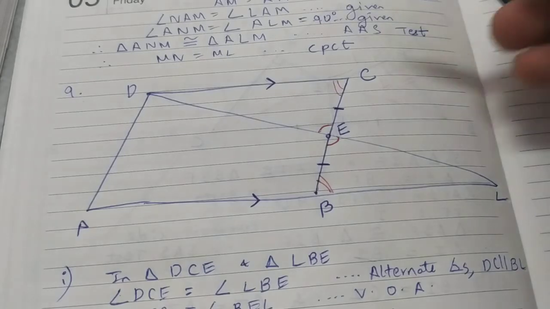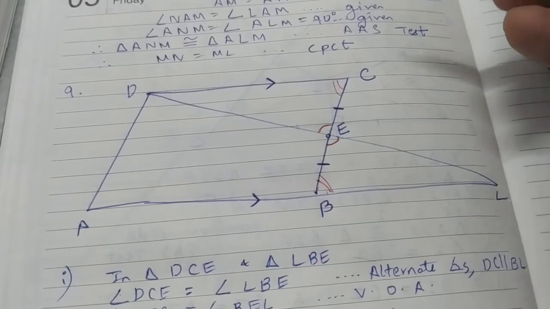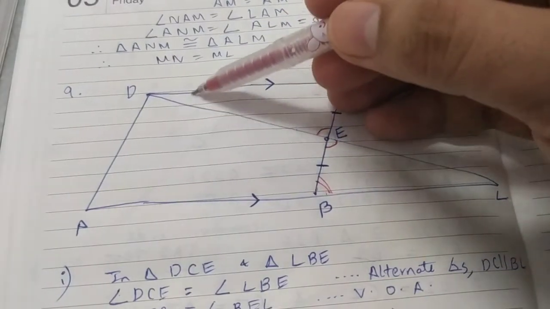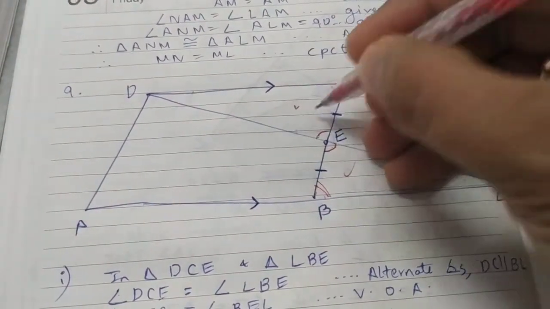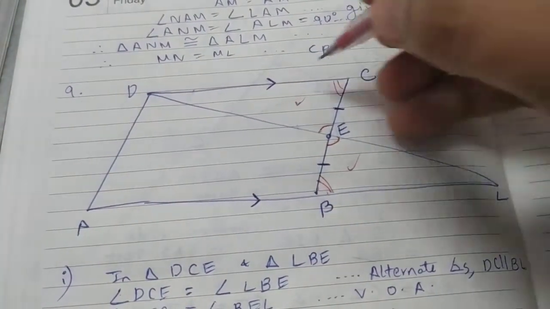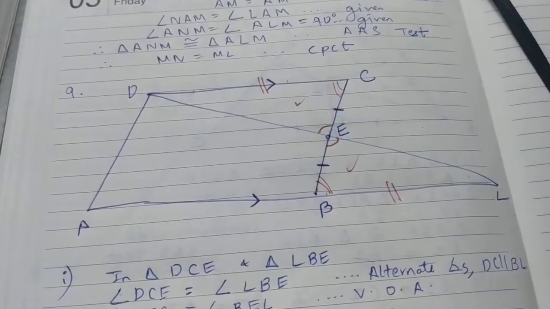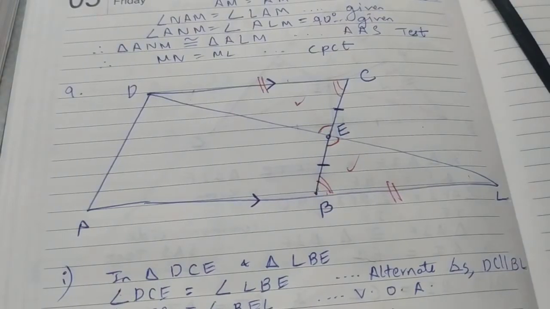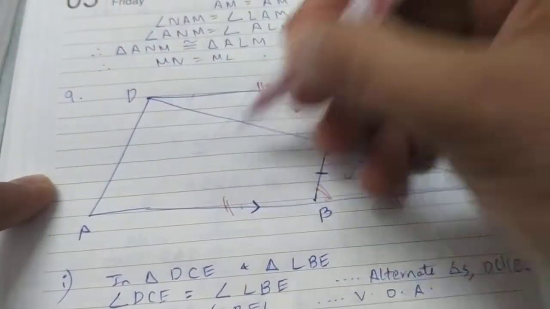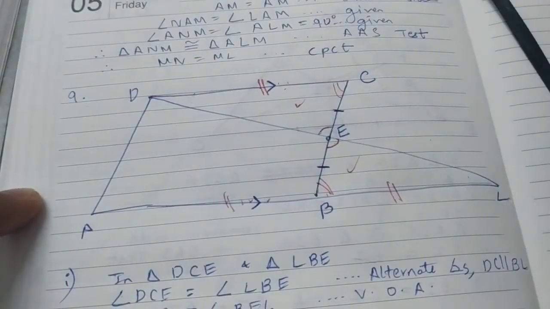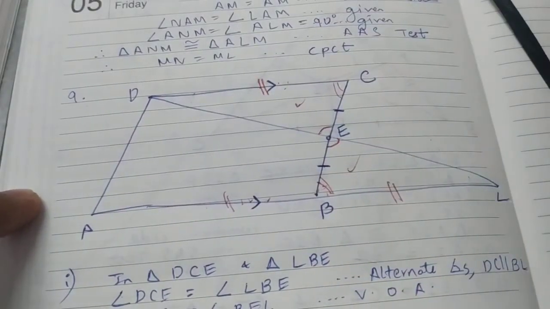So which test is this? ASA test. We could have said that this angle equal to this angle as well. So these two triangles are congruent. This means that this side is equal to this side, CPCT. But this side is equal to this side, opposite sides of a parallelogram. That means this AB is equal to BL. So Roman number 2 proved.